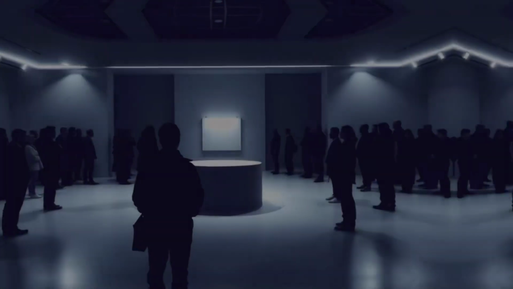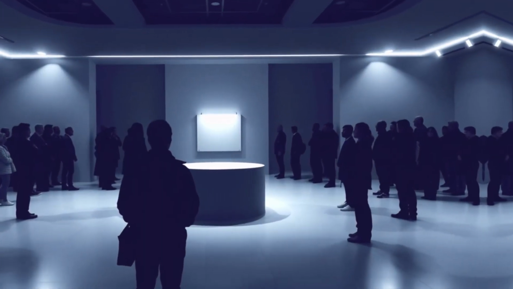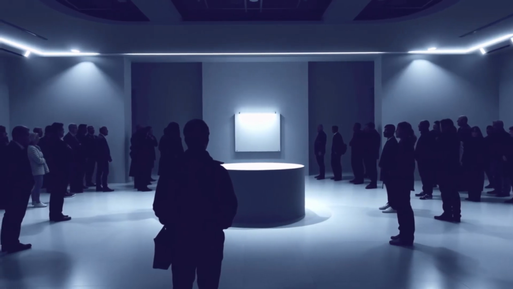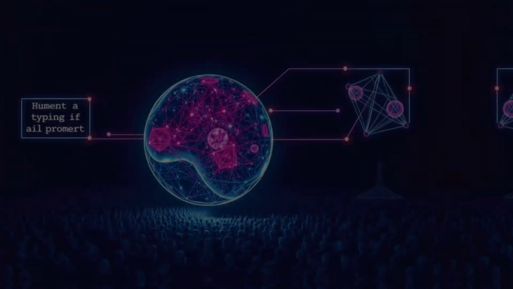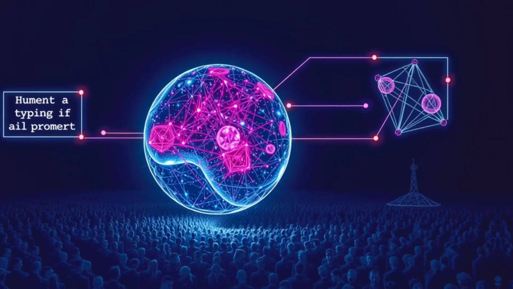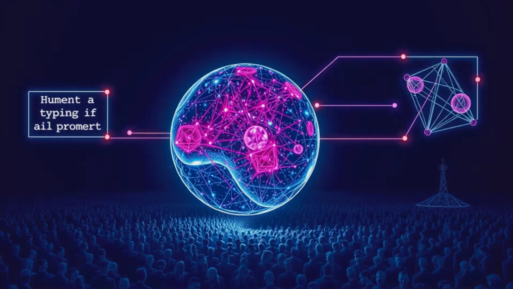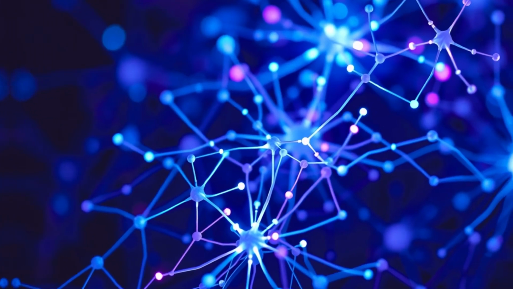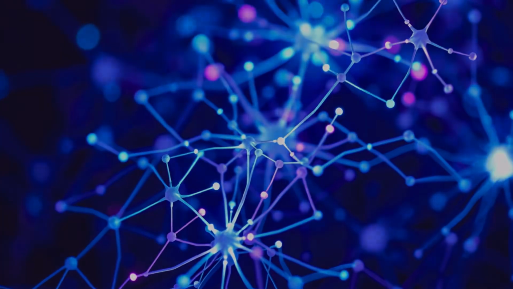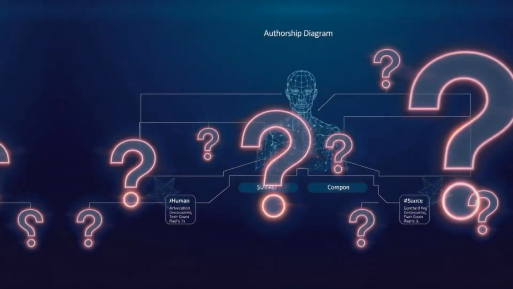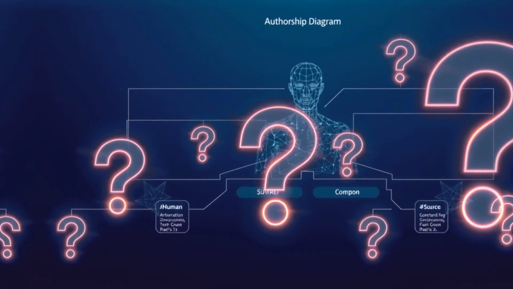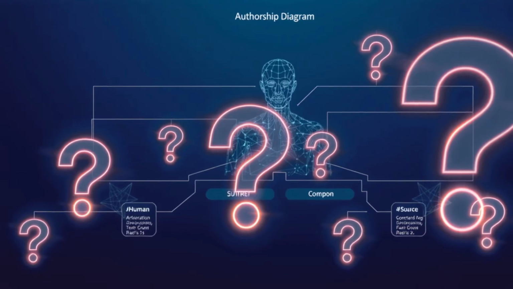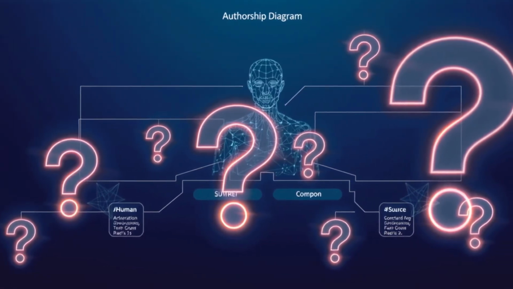Artists felt cheated, the public felt confused, and at the heart of the firestorm were a series of questions that strike at the very core of what we believe art to be. Who is the author? Is it the human who writes the text prompt, acting as a director? Is it the AI model itself, the entity that synthesized the pixels? Or is it the army of programmers who built the model and the millions of unnamed artists whose work was used to train it?